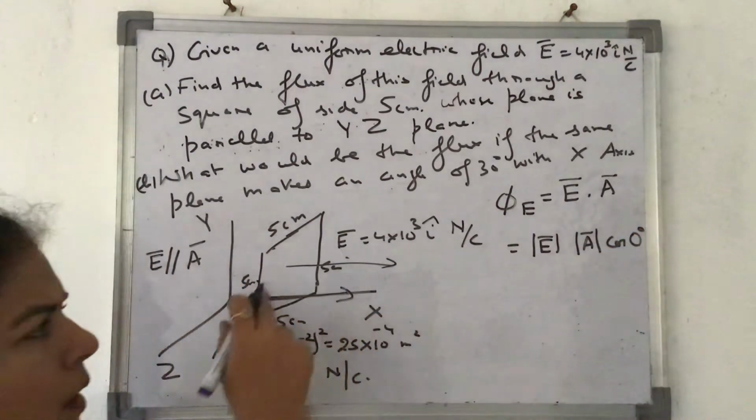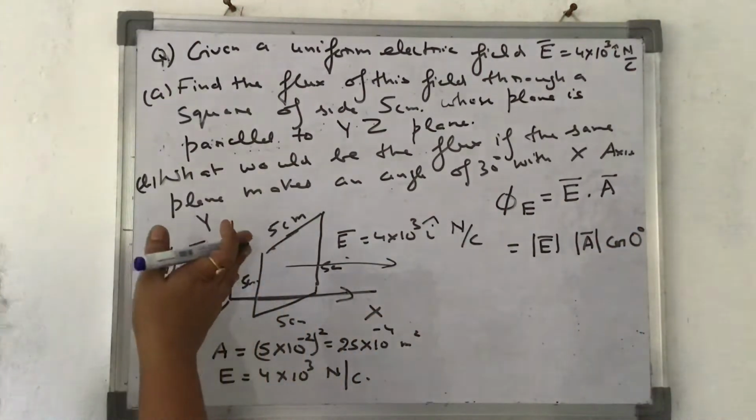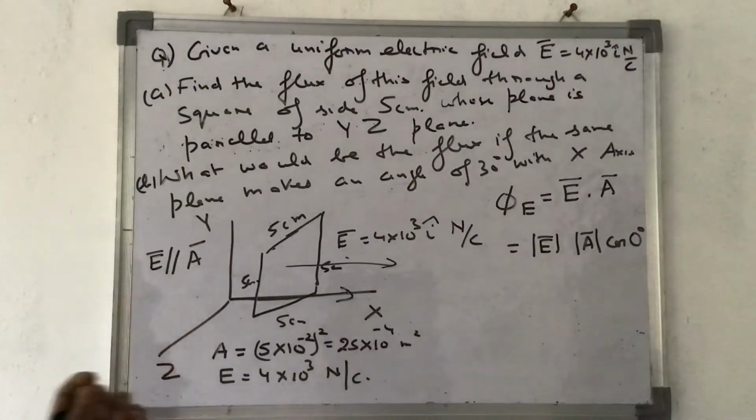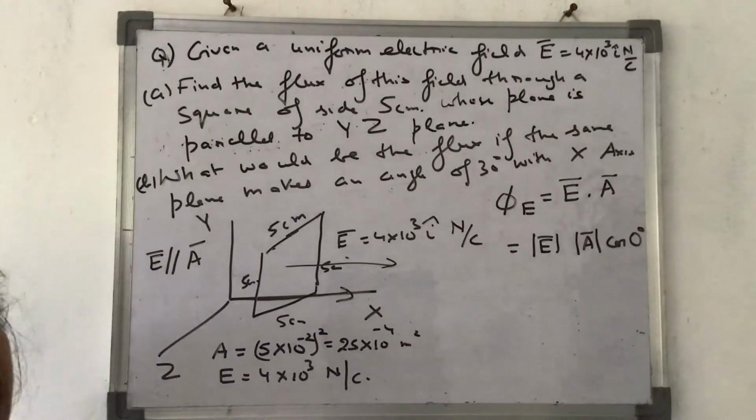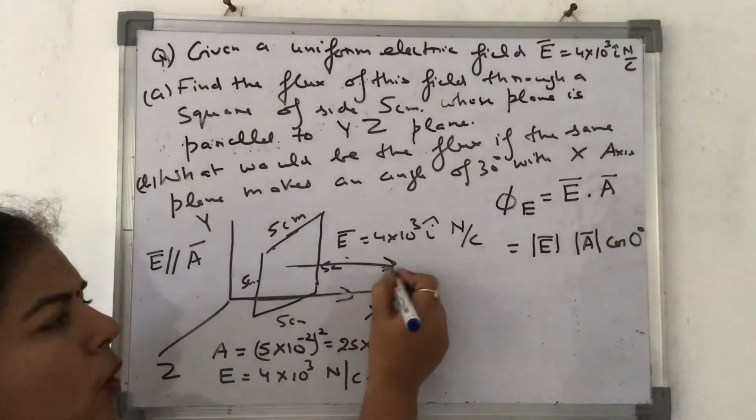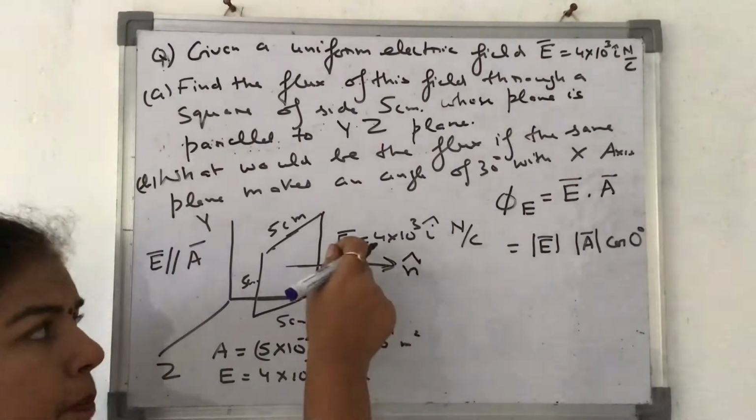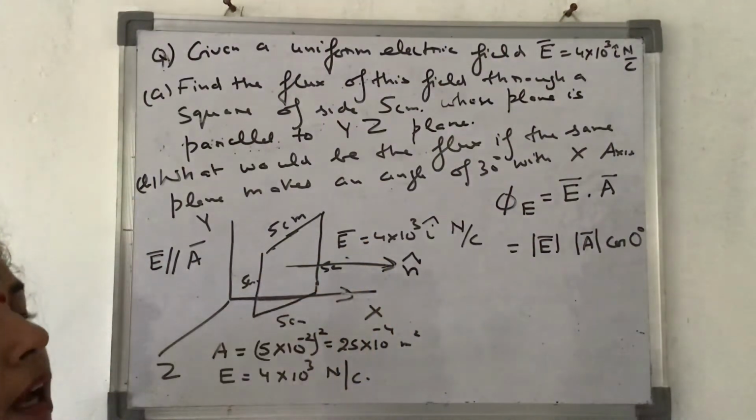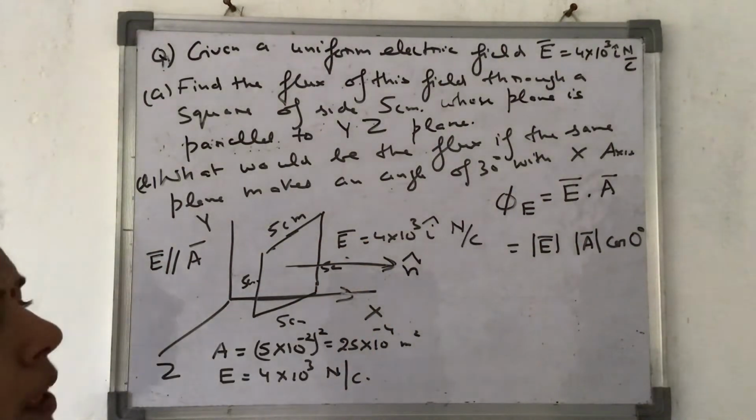I am telling you again, this plane is like this. It looks as if it is making an angle of 90 degree. But the direction of area is always given by the normal coming out of it. So what is the normal coming out of it? The normal coming out of it is like this. That means electric field and this area are making an angle of 0 degree with each other.